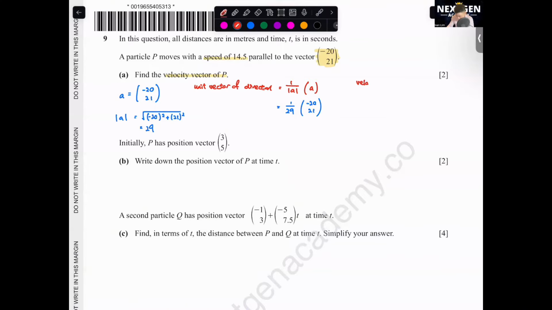Velocity vector is equals to magnitude, we call it speed. Speed, yeah, I write it down, speed multiplied by unit vector. The speed they give you is 14.5. The unit vector is what we just calculated. And we will get here 1 over 2 times negative 20, 21. You can multiply 1 over 2 into the vector. So here will be negative 10 and 10.5.